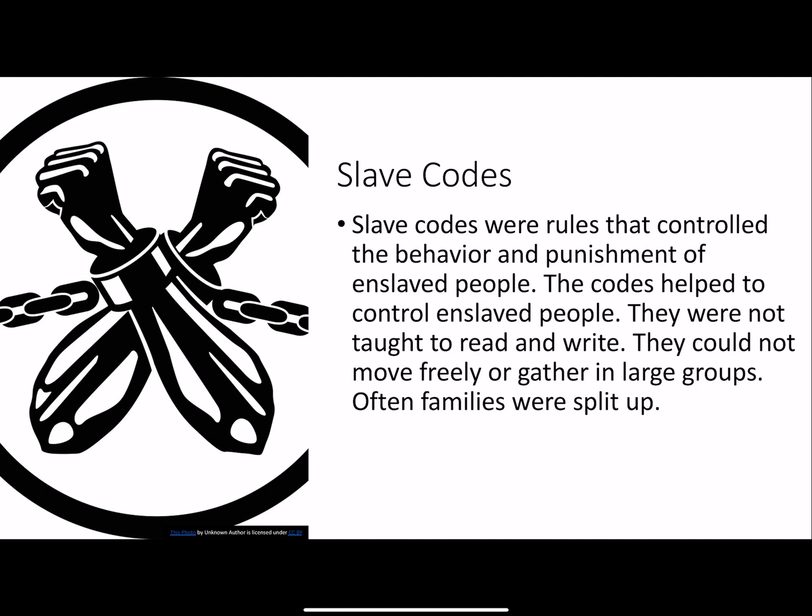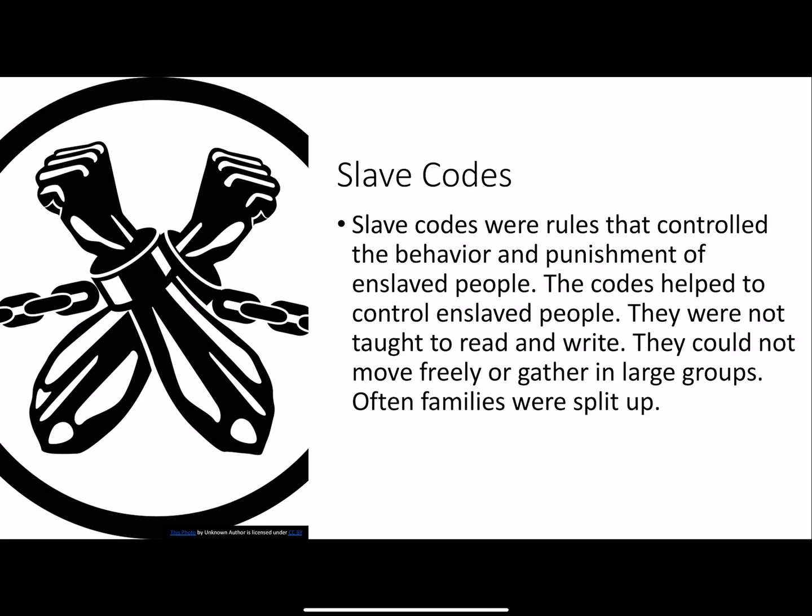All right, so moving on to the next one, we have the slave codes. Slave codes were rules that controlled the behavior and punishment of enslaved people. Once they got to America, they had to follow certain rules. If they ran away, they could be punished. Owners didn't have to provide them with anything, they didn't have to let them go to school, and they didn't have to let them get married. They were not taught to read and write. They could not move freely or gather in large groups. So they couldn't go to church, or practice their customs or their beliefs.